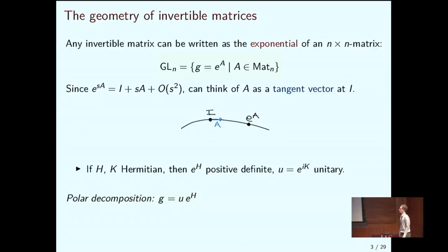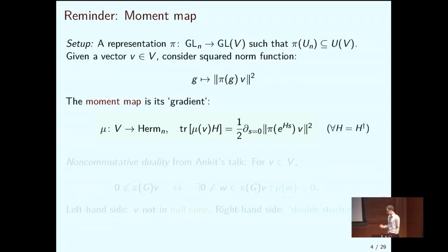So any invertible matrix we can write with a polar decomposition. We can write it as a product of something unitary, which is like the phase, times the absolute value, which is this positive definite thing. So that's that. Okay. Now here's the reminder.